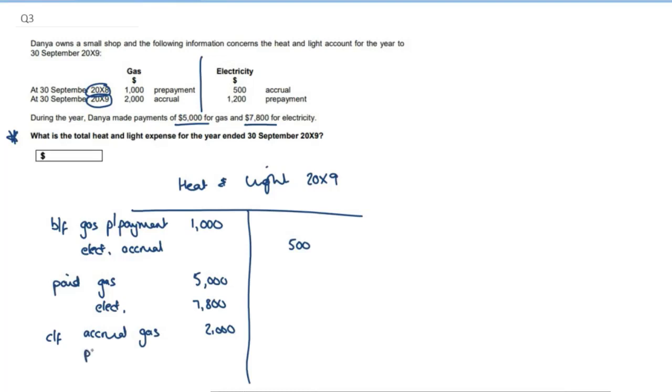So prepayment for the electricity of $1,200. Now, what am I saying with the prepayment? Well, we're effectively saying that within that $7,800 that I've paid for electricity, actually 1,200's worth relates to next year, not this year. So I need to reduce the amount of the expense this year by that 1,200, which should be recognised next year.